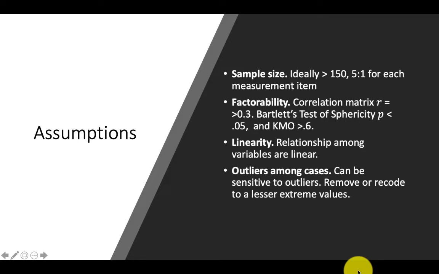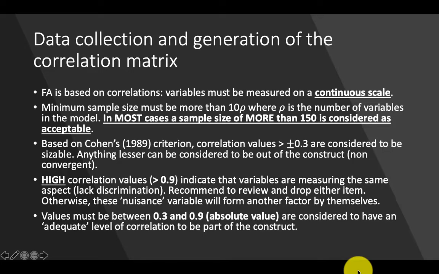We also need to take a look at the linearity as well as the outliers among cases before running factor analysis. According to Cohen's criteria, the correlation values need to be between 0.3 and 0.9, because a value of more than 0.9 indicates that the item is very much similar to the other item. So basically you are measuring the same thing. Why would you have a redundant item? So this is what factor analysis tells you.